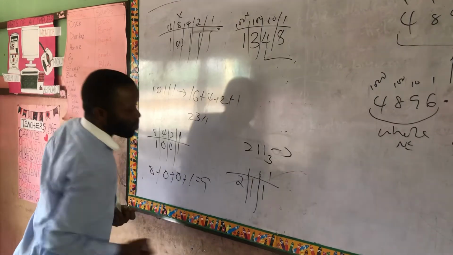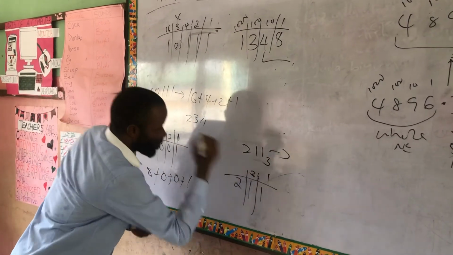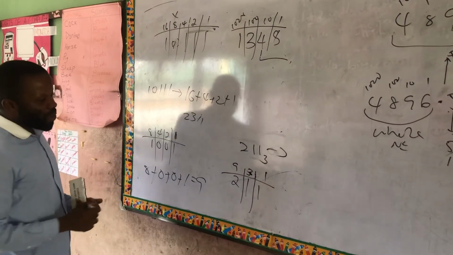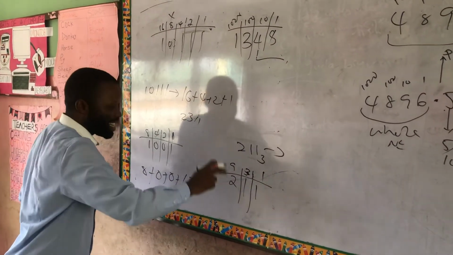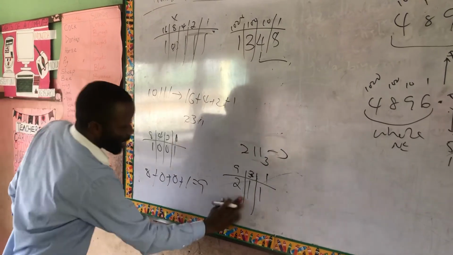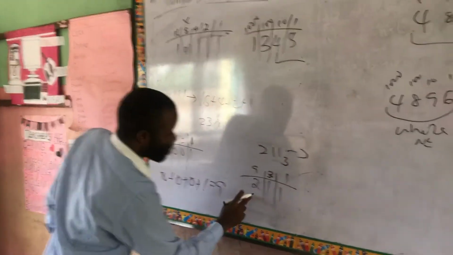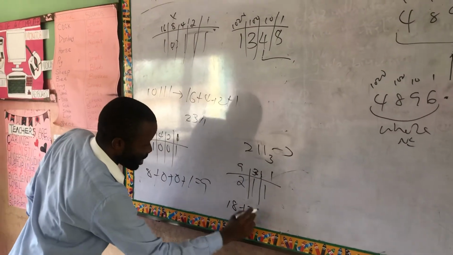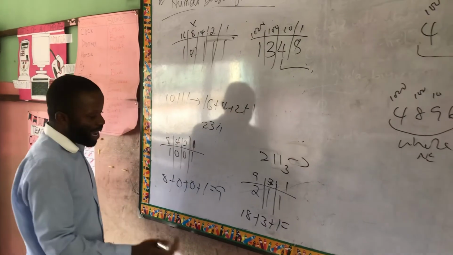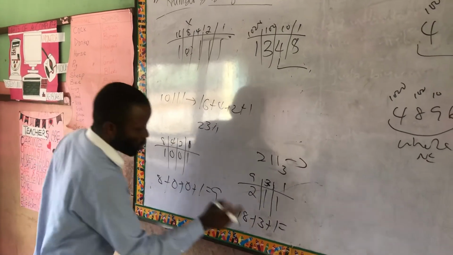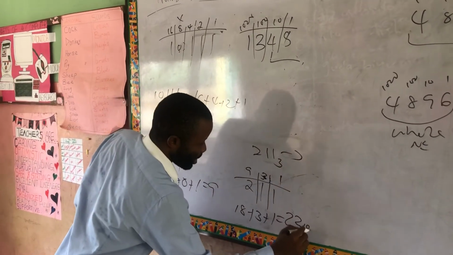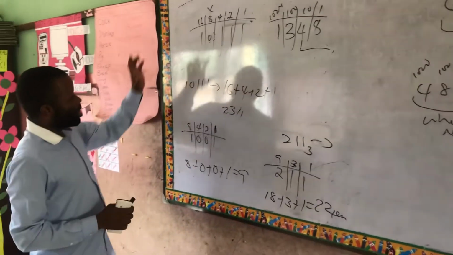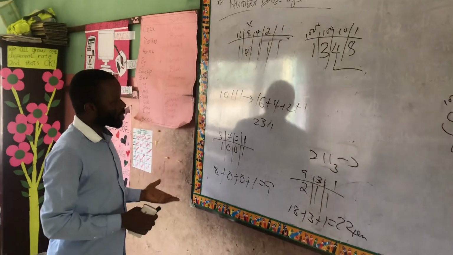This is the 1 place value. 1 times 3 is 3. 3 times 3 is 9. So the place value of 2 here is 18. So this number 211 in base 3 is 2 times 9, 18, plus 1 times 3, 3, plus 1 times 1, 1. 18 plus 3 is 21, 21 plus 1 is 22 in base 10. So with this method, I believe you can convert from other bases to base 10 easily.